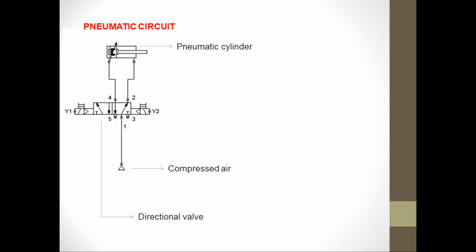So basically, in a pneumatic circuit, there are three components inside the circuit. The first component is the pneumatic cylinder. The pneumatic cylinder may differ depending on its application. Later on, we'll explore the different types of pneumatic cylinders, and the corresponding directional valves to be used for a particular pneumatic cylinder. And then you have the compressed air.